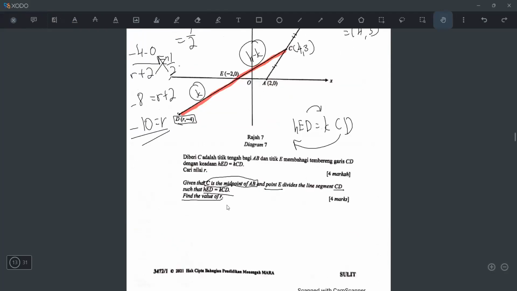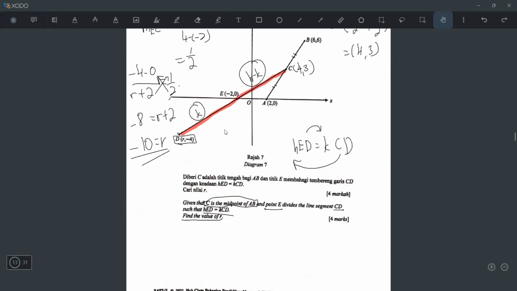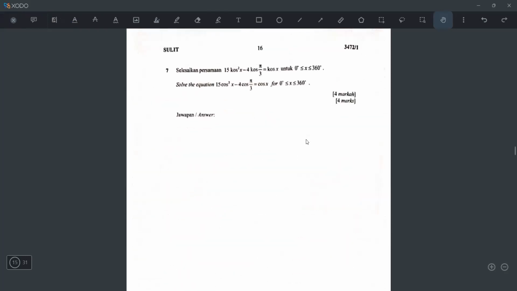They want to find the value of r, right? So done. They never ask you to find h and k also. So 4 marks. Yeah, that's it. Right? That's how simple it is.